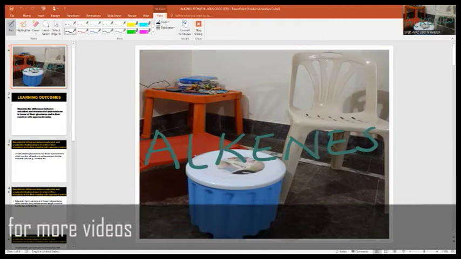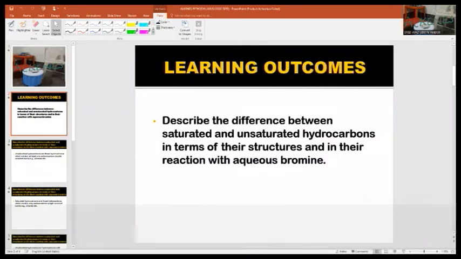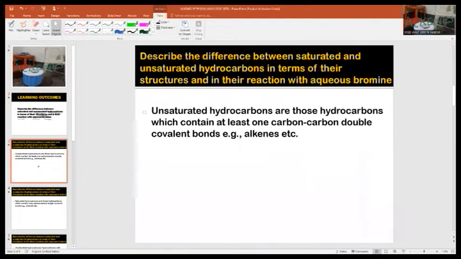Let's continue the lesson for alkenes. The learning outcome for this lesson is to describe the difference between saturated and unsaturated hydrocarbons in terms of their structure and in their reaction with aqueous bromine.